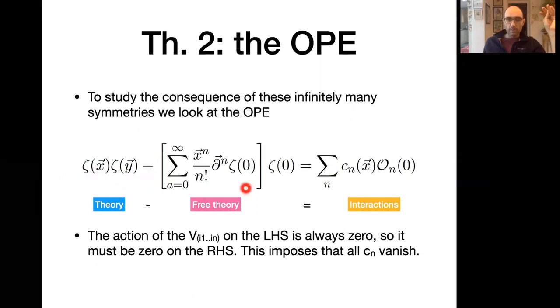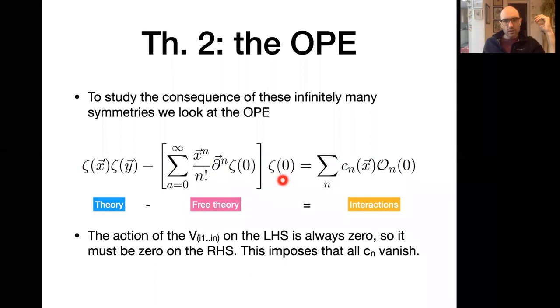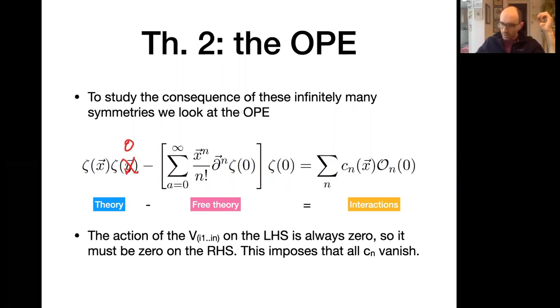And from that, we subtract what we would get if the theory was free. If the theory was free, this operator product expansion would just be the Taylor expansion of a field. And the other is just evaluating. So here, I think I've assumed that y is zero. Sorry, I should have written, I've assumed that y is zero. Here, I should have written zero. Sorry about that. Okay, so what's left is what we would call interactions. If there are any other terms in the OPE that are not these, then you say the theory is interacting.